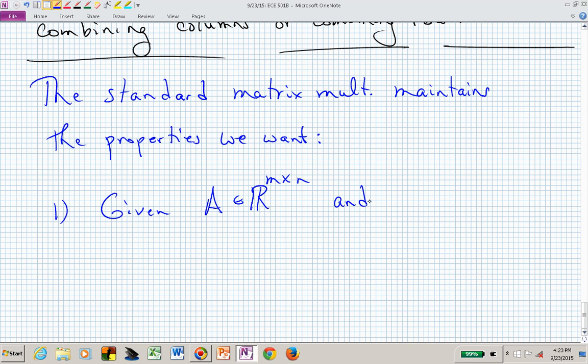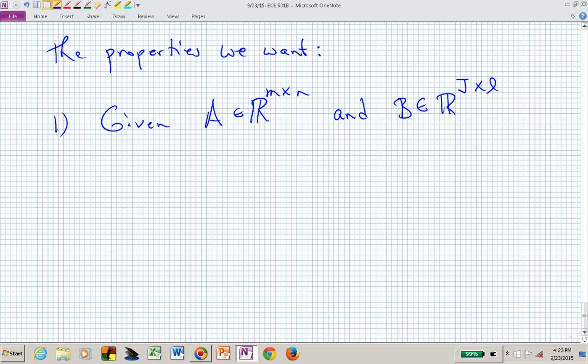And if B is from the reals, let's say it's J by L. So you don't think that I'm trying to do the square root of -1, that's a capital J and not a lowercase j. And in ECE, you never know what J is going to be, or I. The product AB is only defined under what condition? We need n to equal J.